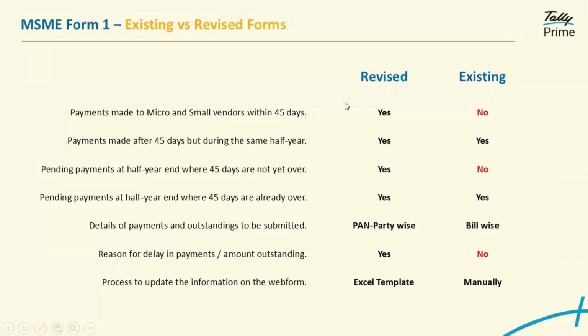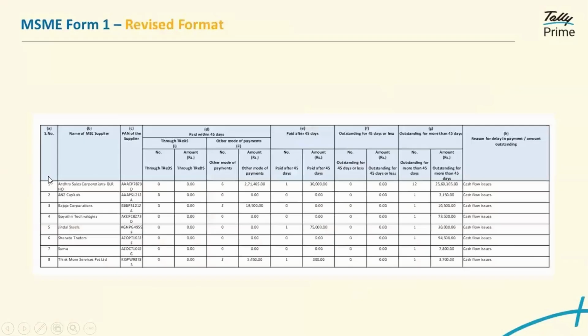And in this new form, you just have to upload the Excel template. Earlier it was a manual return. So let's see how the new MSME form looks. It is telling that you have to specify the name of the supplier, the PAN number of the supplier, and the payments within 45 days. So first, if payment is done within 45 days, specify over here. Payment through trades, payments through other mode.